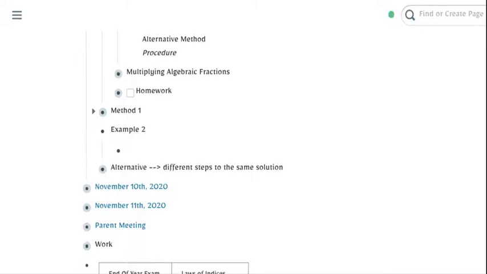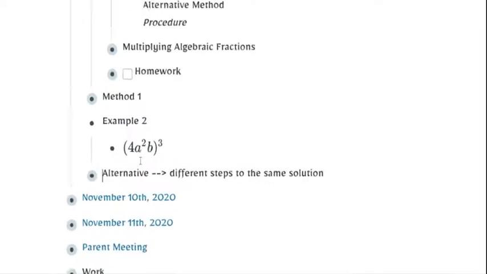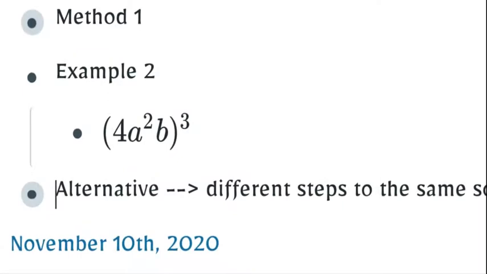Let's say we have example 2, and example 2 says we have 4a to the 2 power multiplied by b. Let me just write it properly. There we go, all to a power of 3. This is very confusing, right, guys? All right, so let's go step by step.